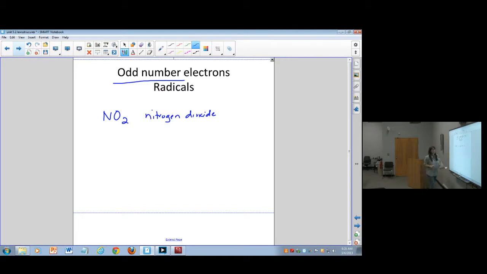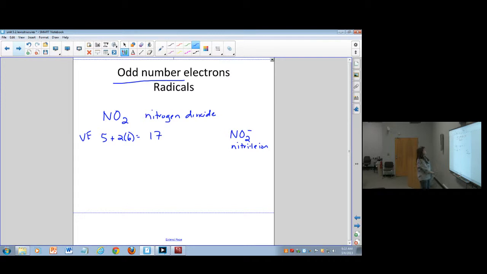Meaning I have a nitrogen and 2 oxygens. And this has 5 plus 2 times 6 valence electrons. This works out to be an odd number, 17. You should recount, and you should make sure, but in this case it's true. Also, I want you to notice that we have an ion that has a negative charge on it, and so that's going to be different from the nitrite ion, because the ion has the charge on it. So that wouldn't have an odd number. Whoops.